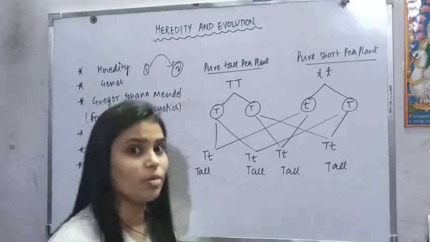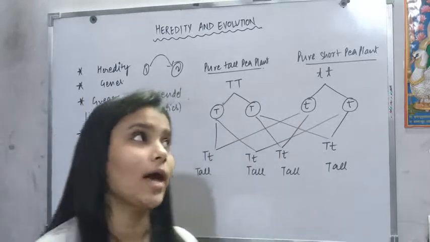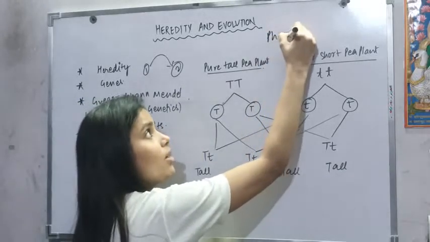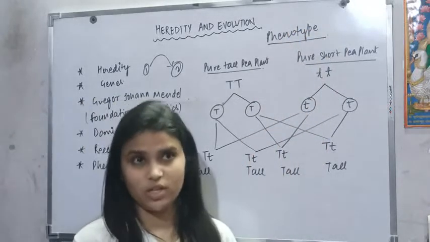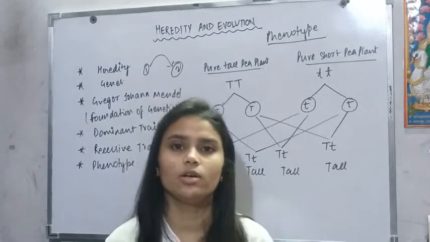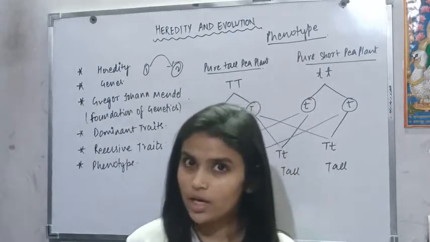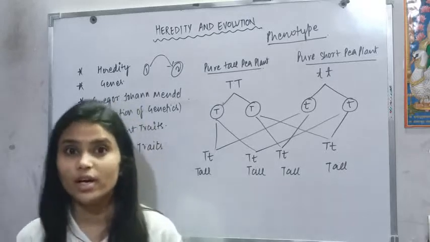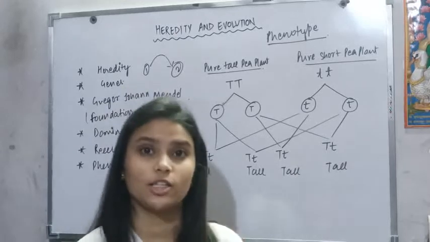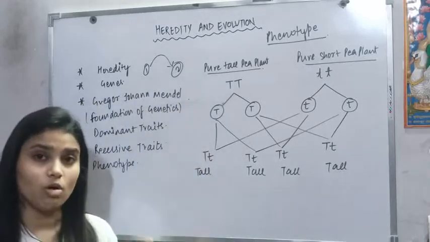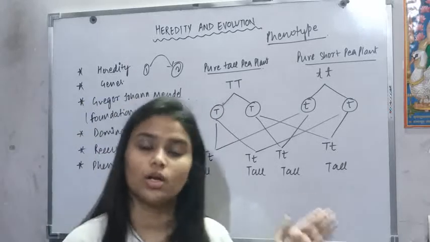For example, there are so many features in an organism which can be seen externally, and these features are known as the phenotype of an organism. So the traits which are externally visible, which are the external features of an organism, or which we can see externally. As you can see, my hair color, my skin complexion, my height, my weight, all these are the external traits, external characters which we can observe externally. These are the phenotype.